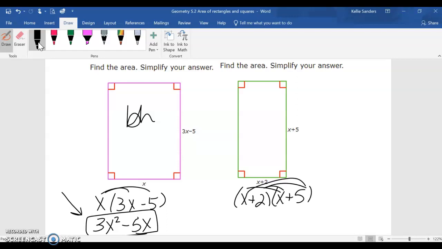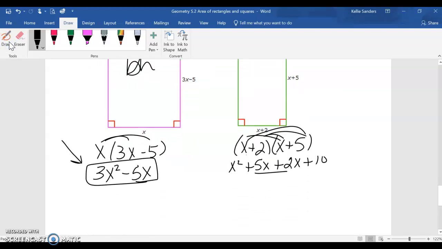We're going to FOIL: first, outside, inside, last. You should have learned how to do this in Algebra 1. So x times x is x squared, x times 5 is 5x, 2 times x is 2x, 2 times 5 is 10. We're going to add our like terms. X squared plus 7x plus 10.